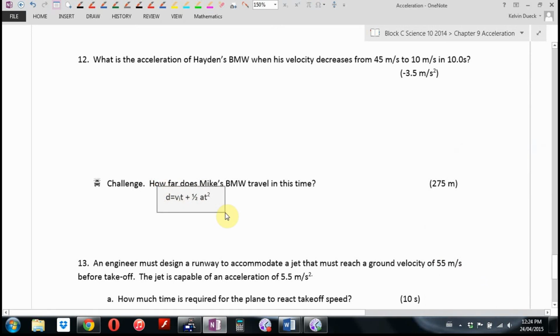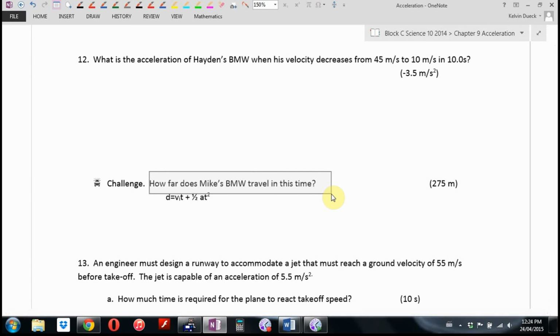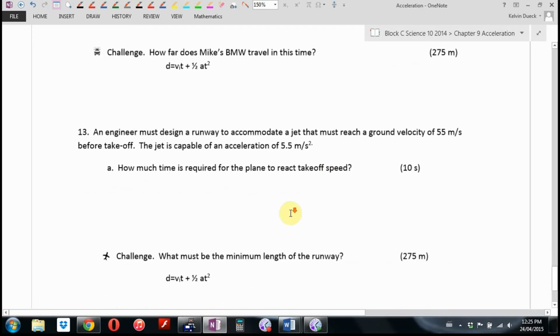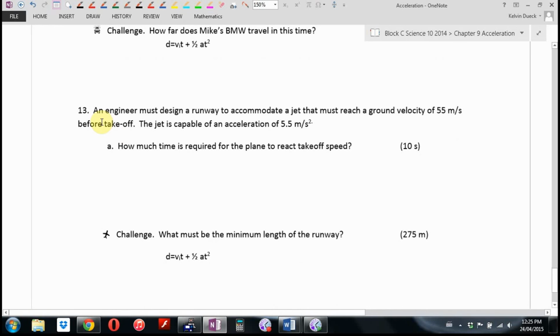You can use this equation to find the challenge question, how far. I will not be asking you that on a test. I just need to make sure you're clear on that. That's actually Physics 11. Again, I wanted to do something useful.